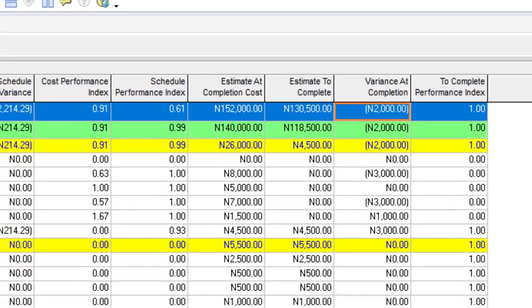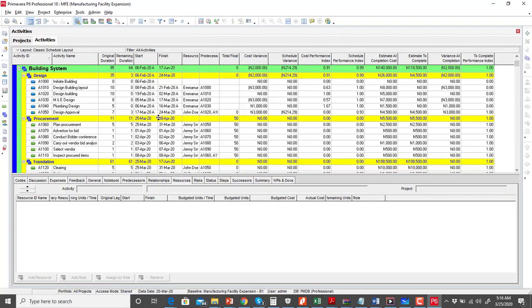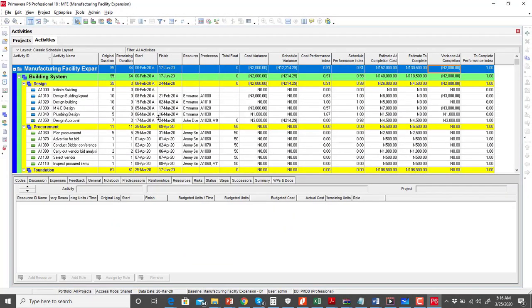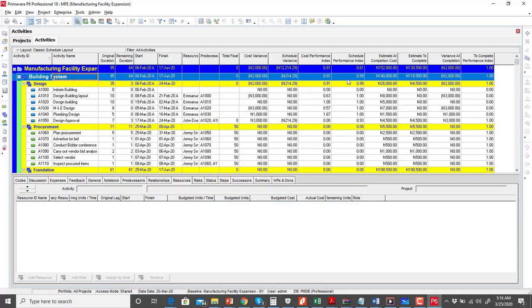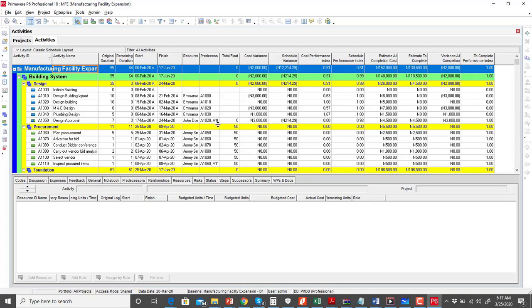So all of these are ways you can interpret the result that you're getting in your Primavera. You can either interpret them based on each activity, based on the values you're seeing here, or you can interpret the phase of your project based on the values you're seeing. You can also interpret the status of the project from the values that you're seeing at the top of the project. So that's essentially how to update and do your tracking with regards to the project.